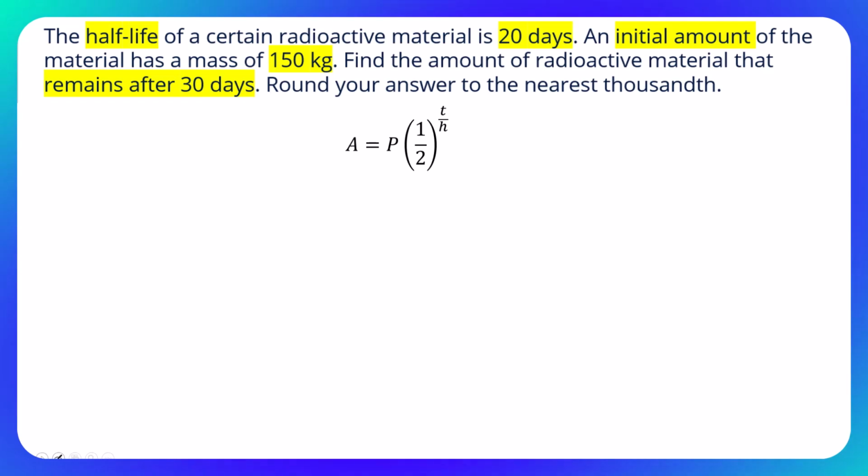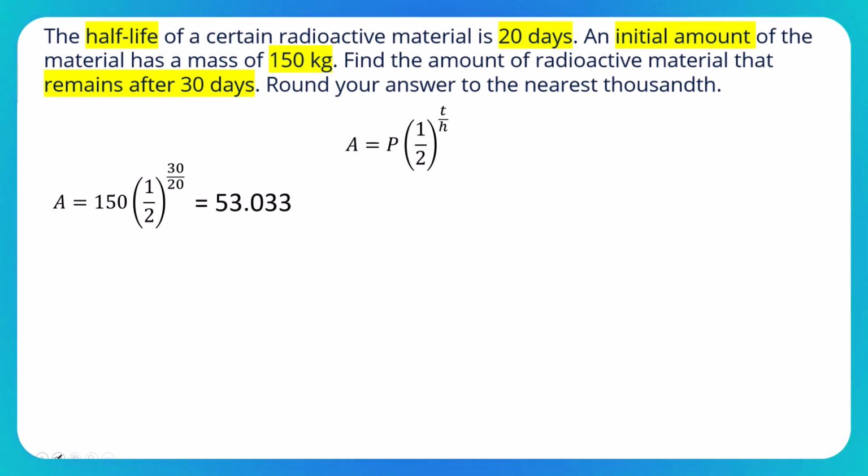Here's our formula. A is the total amount, P is the initial amount, and then we're raising 1/2 to the T over H. T is the total time, H is the half-life. All right, so we're going to replace P with 150, time is 30, and the half-life is 20. Okay, put that into Desmos. Put this part of the expression into your calculator and solve.